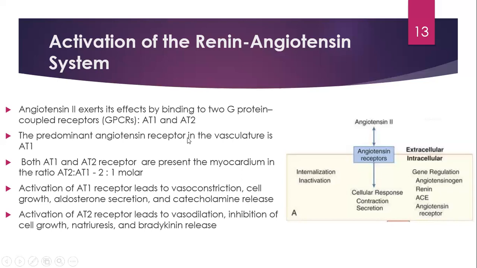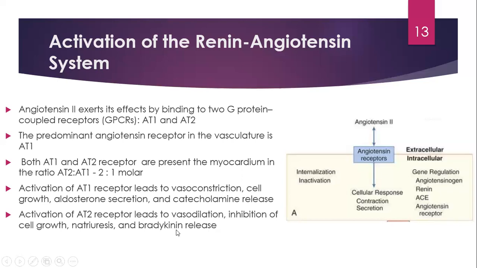So activation of AT1 receptor leads to vasoconstriction, as I said, cell growth, further aldosterone secretion, and catecholamine release. Whereas activation of angiotensin receptor 2 leads to vasodilatation, inhibition of cell growth, natriuresis, and bradykinin release, which is also a vasodilator.